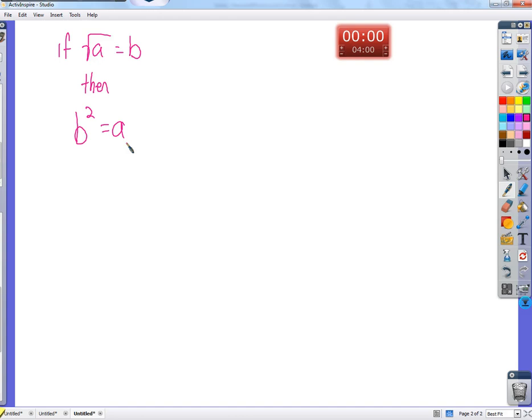Okay. B squared is A. That's what it means to say that B is the square root of A. You can multiply it by itself, and you'll get A.